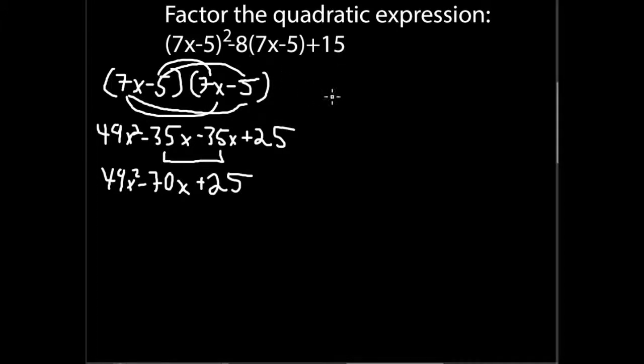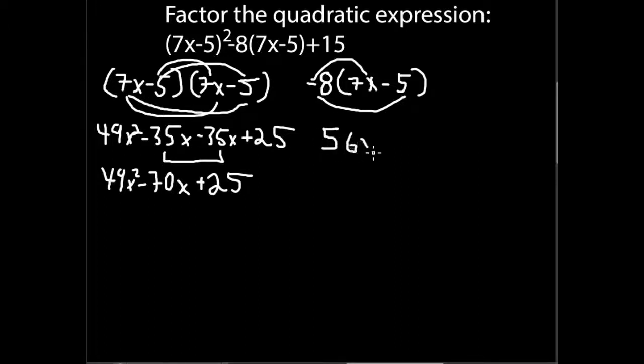And what I would do then is distribute the minus 8 to the 7x and the minus 5 so I can get rid of those brackets. So what I have is minus 8 times 7x, minus 8 times minus 5. Minus 8 times 7x is minus 56x. And minus 5 times minus 8 is plus 40.